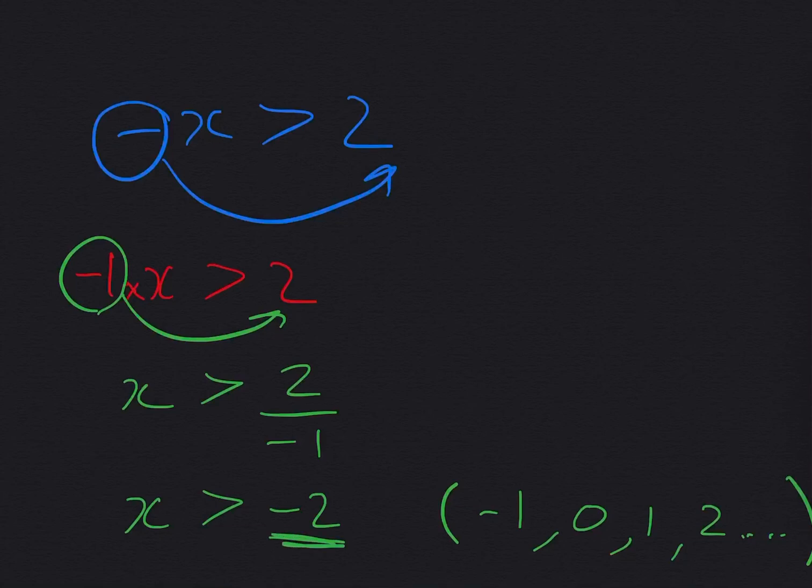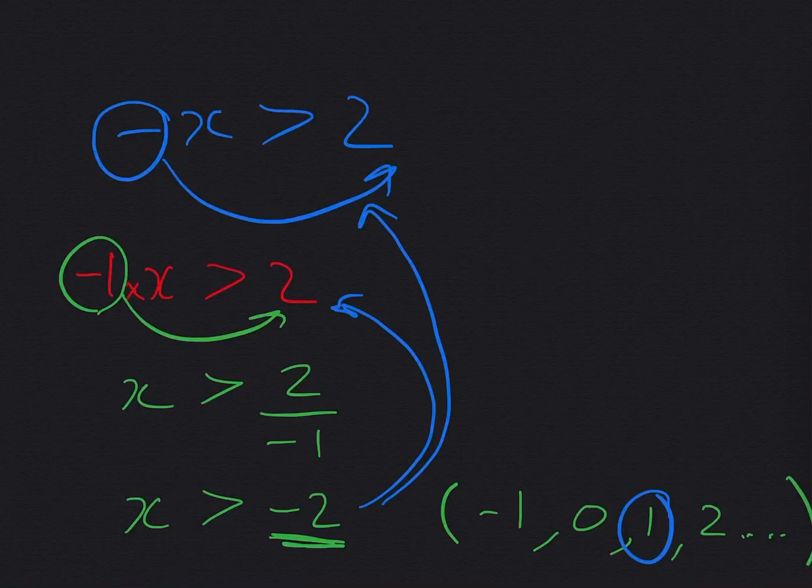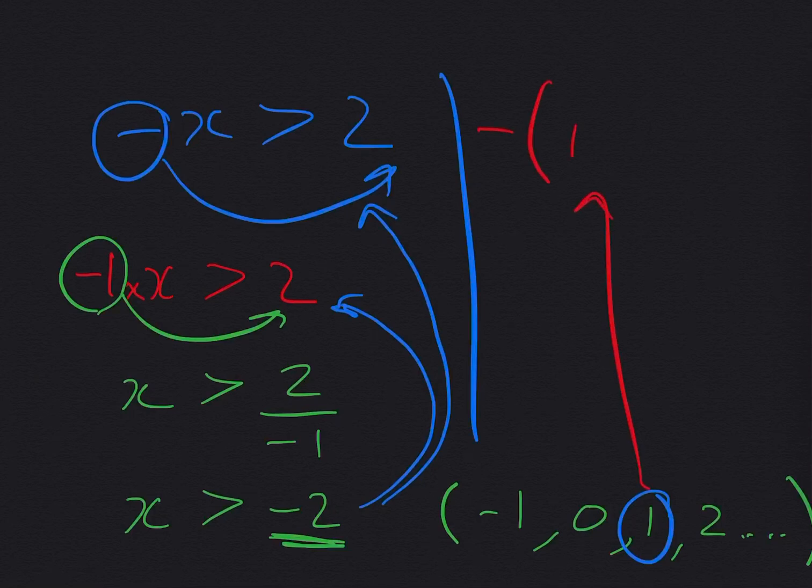But let's check that with our original thought. So if we go back to this, or even back right to our starting point, minus x is greater than 2. So let's substitute in, let's say, 1 into that. So if we substitute 1, then we go, okay, minus 1 is greater than 2. So we've got an issue, don't we? Because minus 1 is not greater than 2. Okay, if we think of our number line, it's definitely to the left of it.